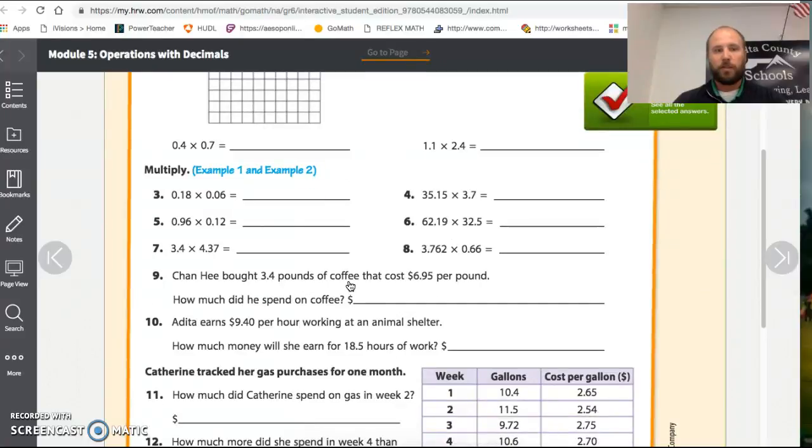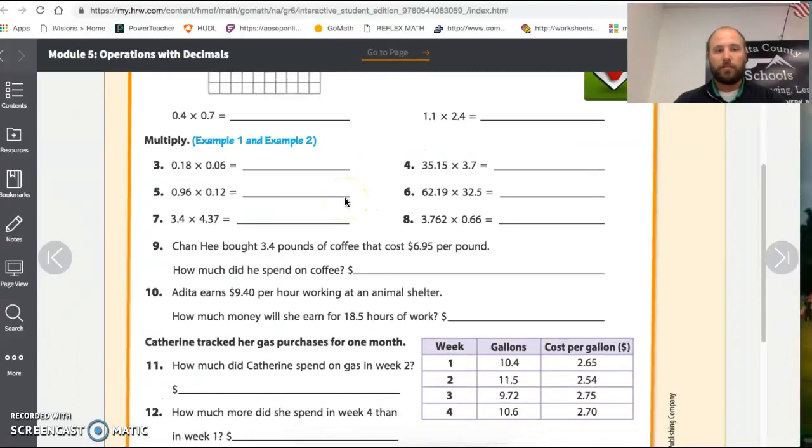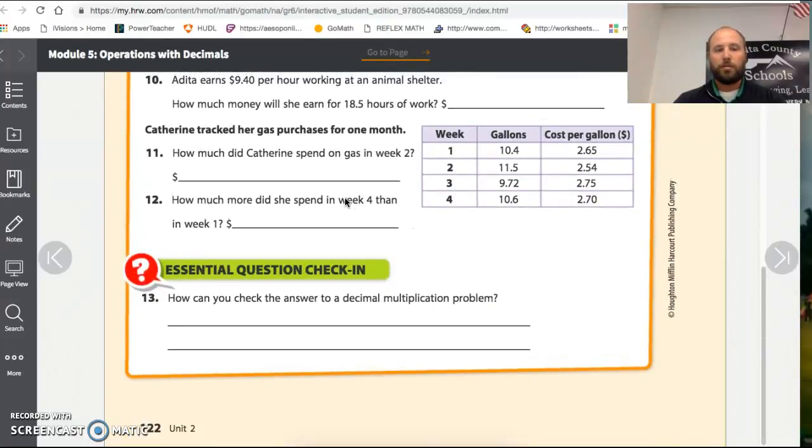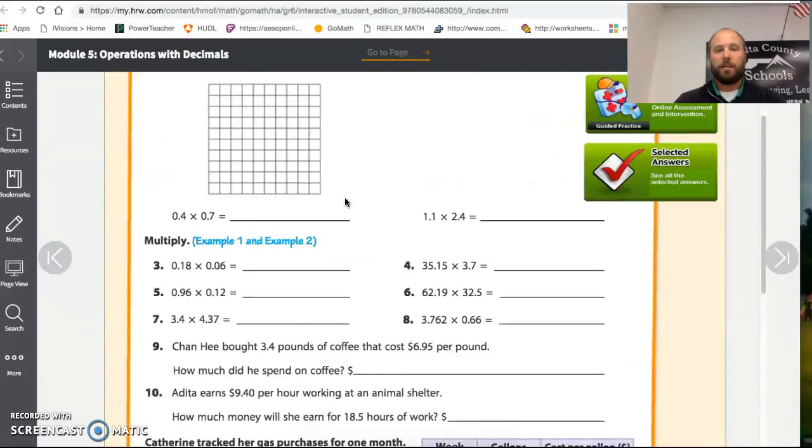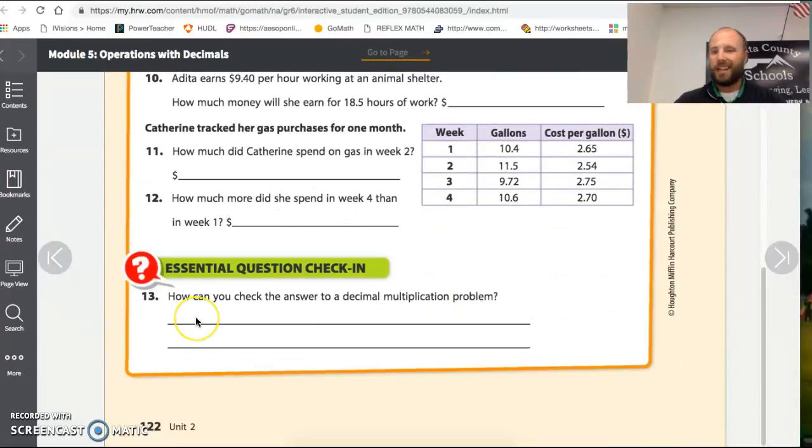All right. So we're going to focus right here on 3 through 13. I like 13 because it makes you think a little bit. They're a little odd sometimes. So this one's how can you check the answer to a decimal multiplication problem? Think about this. We talked about how to check answers when dividing. Okay, this is really no different.